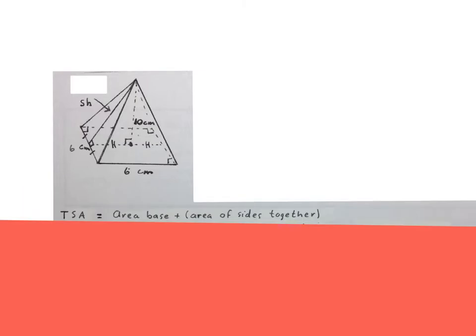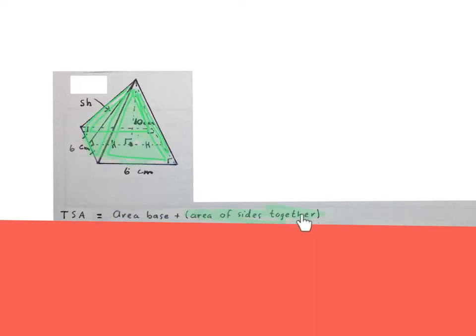Lastly, we have to work out the total surface area of this square pyramid. Very much like the cone, the total surface area will be the area of the base plus the area of the sides together. The area of the base will be a square. I call it the lid at the bottom of the pyramid.